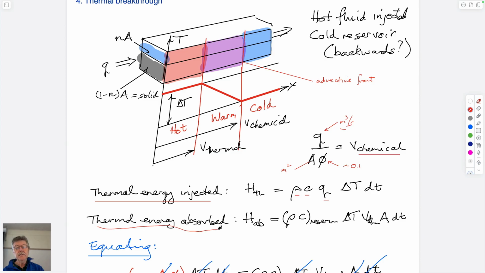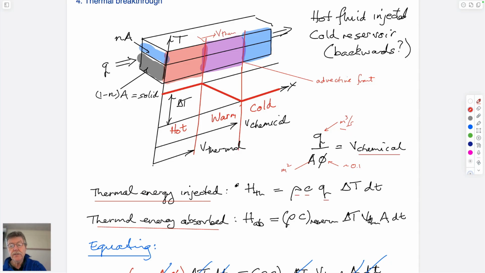The thermal energy that is removed from the reservoir into the fluid, or is absorbed from the fluid, is going to be the density and heat capacity of the reservoir, the temperature change, and the velocity of this front moving through the system. So this is moving through here at some V therm. This is how the cold front in the water moves through the reservoir, and it goes a particular distance in delta T, and it's across the whole area of the reservoir.